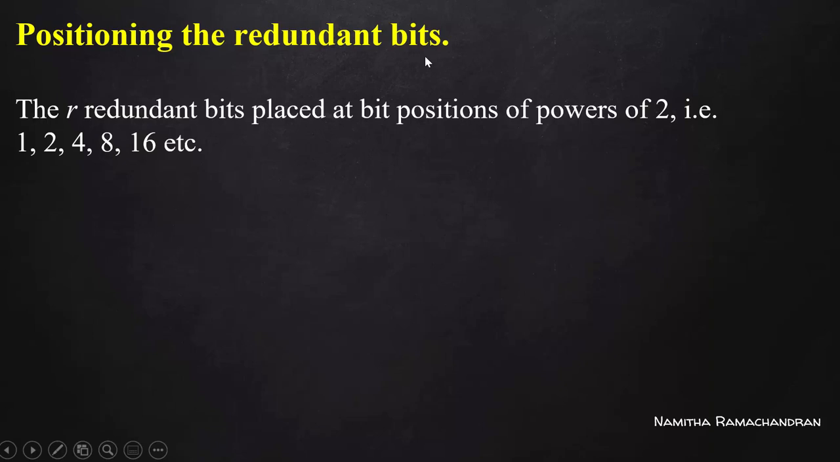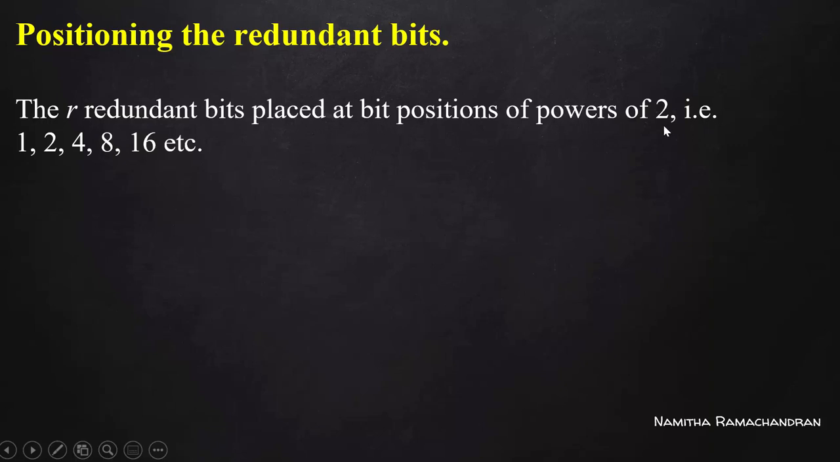In the first step, we have identified or derived the number of redundant bits required for transmitting data of m bits. After that, we need to decide where to place these redundant bits along with the data. Usually the redundant bits, generally we can represent this as R. The R redundant bits are placed at bit positions that are powers of 2.